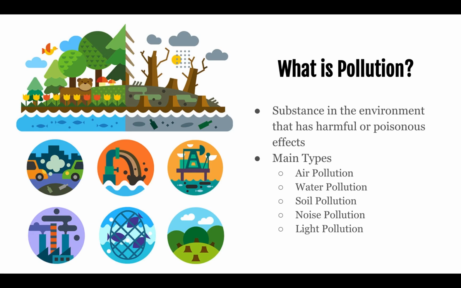Water pollution is the result of the contamination of water bodies such as rivers, lakes, and oceans. And there are two types of water pollution. They can be introduced by microorganisms or chemicals.